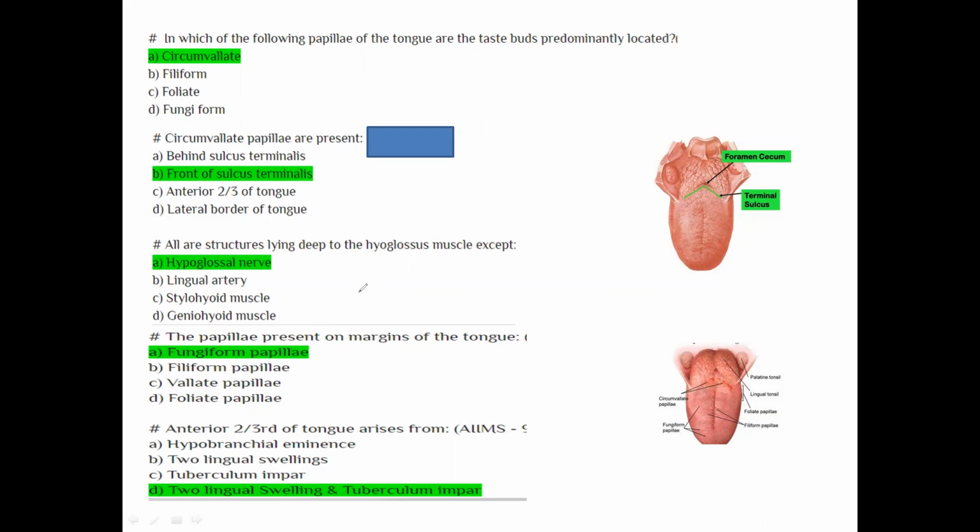All are structures lying deep to the hyoglossus muscle except... When you see the diagram, you will understand. If you see the hyoglossus muscle, all these structures are present deep to it except the hypoglossal nerve.